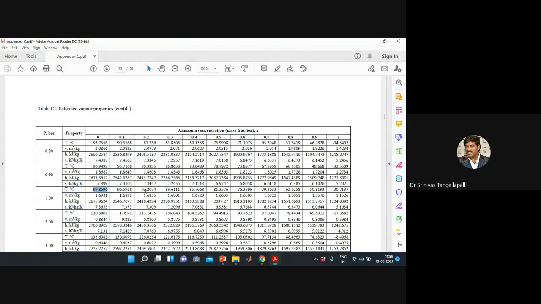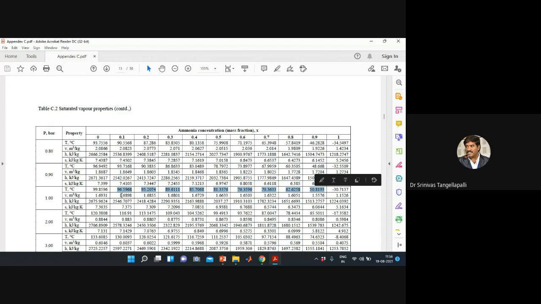That I will agree. And what about the 1 bar? This is minus 30.71. This also refers to the boiling point of H2O at this temperature and pressure. A small error is coming because that's a rounding error, actually speaking. Okay, coming to x is equal to 0.1 to x is equal to 0.9 at 1 bar.